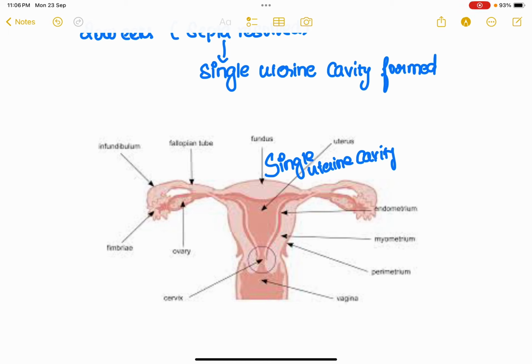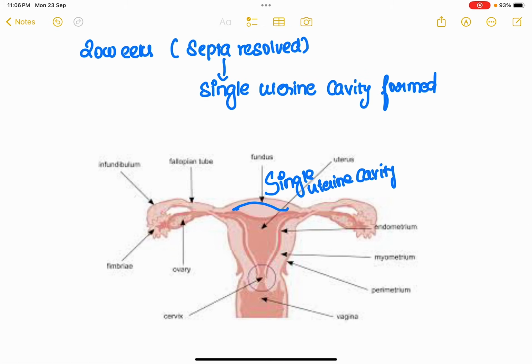So now let's discuss the parts of the uterus. Is that clear? Okay. So this is going to be the fundus of the uterus. See, the final stage of the single uterine cavity which is going to form is that the fundus of the uterus will become dome-shaped. So the fundus becoming dome-shaped is the final stage of the development of female internal genital organs.